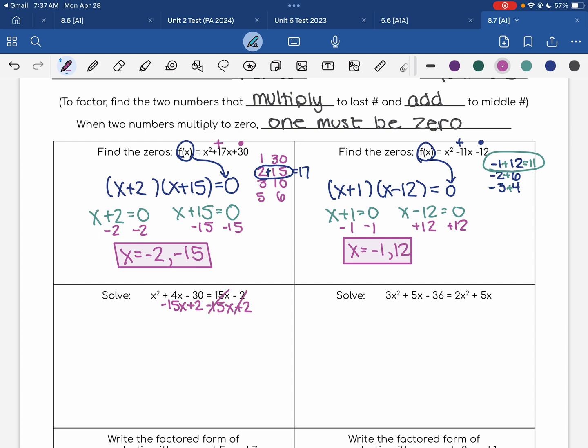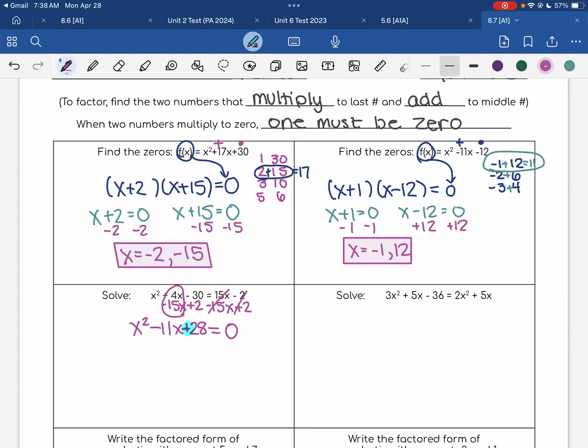So then that cancels that side out, and it's now 0. On the other side, the x squared will stay, and then 4x minus 15x is negative 11x. Negative 30 plus 2 is negative 28. And I'm going to go ahead and say that that was a typo, and this is supposed to actually be positive 28. I'm going to highlight that so that you remember to change it really quick.